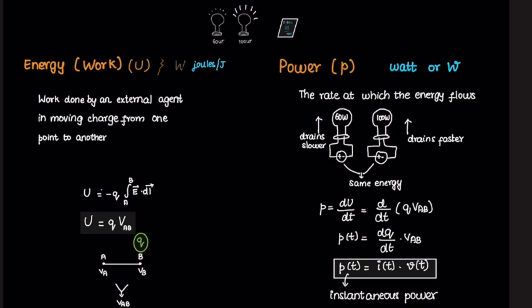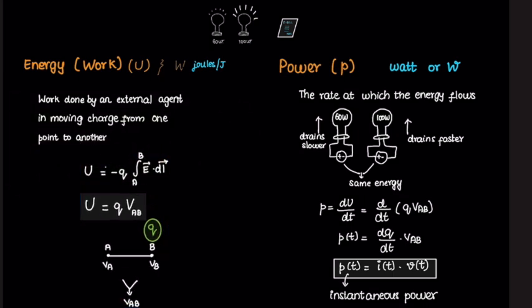We have already seen that U is equal to minus Q times the integral from A to B of E vector dot dL vector. That is the work needed to move the charge Q from A to B. We have termed minus the integral of E dot dL as the potential difference between A and B, which is VAB. So my energy or work can be represented as Q into V. As simple as that.